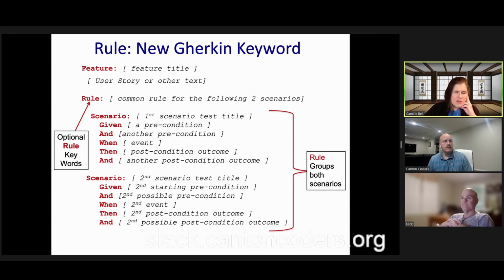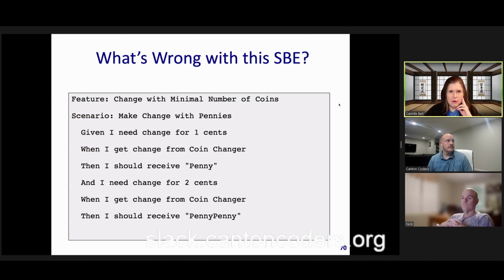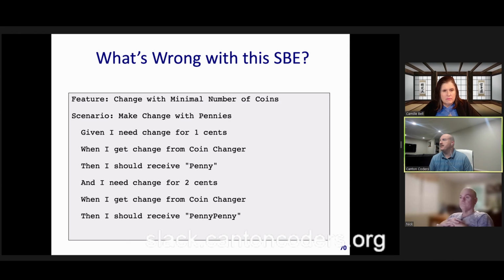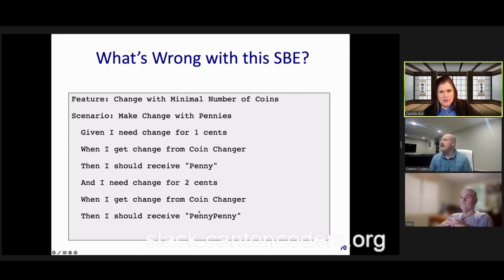To take advantage of new Gherkin keywords and features that we haven't used yet. So what's wrong with this specification by example, behavior-driven development, whatever we want to call it? What's wrong with this? It's 2 steps, isn't it? Well, these are the steps. It's actually 6 steps, but you're on the right track.